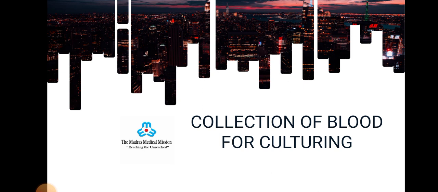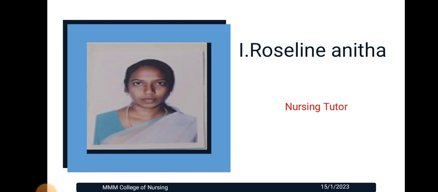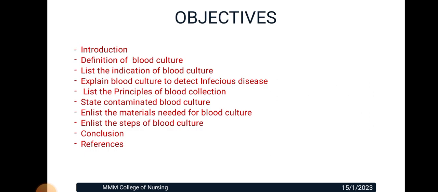Today I am going to present collection of blood for culturing. Objectives: introduction, definition of blood culture, list the indications of blood culture, explain blood culture to detect infectious disease, list the principles of blood culture, state contaminated blood culture, enlist the materials needed for blood culture, enlist the steps of blood culture, conclusion and reference.